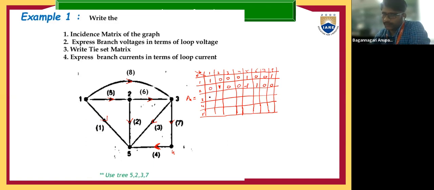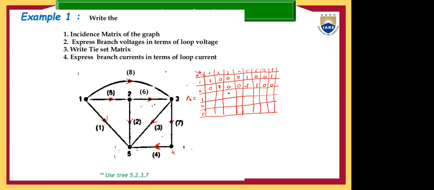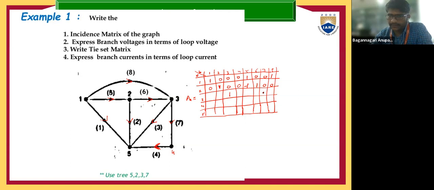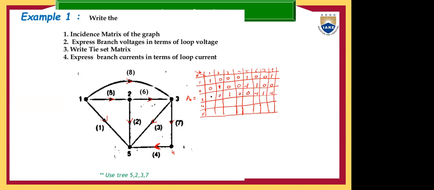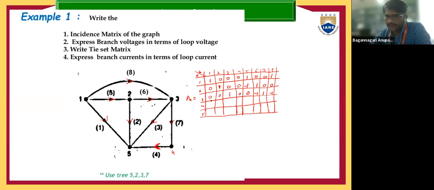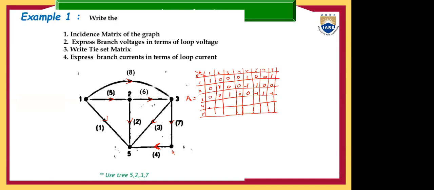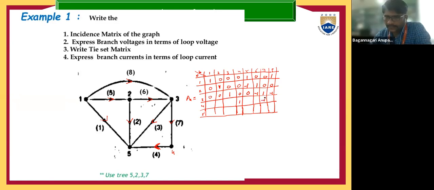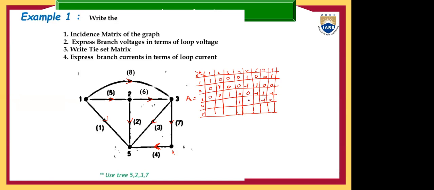Okay. What about node 3? 3 and 7 are positive, 6 and 8 are negative, and the rest are zeros. That's it? Yes, sir. Okay, node 4. 4 is 1 and 7 is -1, and the rest of them are 0.